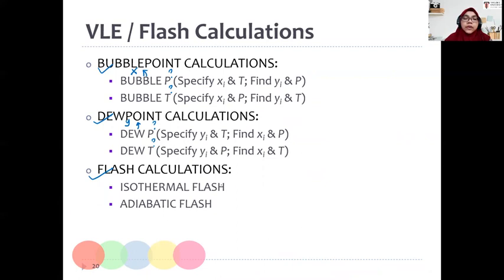And then the flash calculation is based on isothermal and adiabatic. For the isothermal, that we have learned, it is based on the balance F equals V plus L. But for the adiabatic, we need to refer to the heat energy in the system.